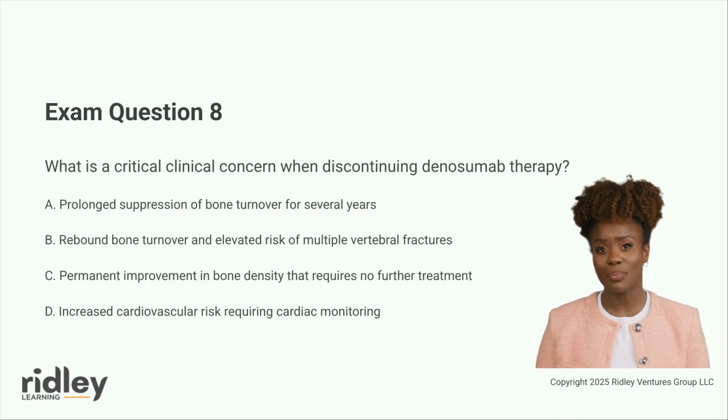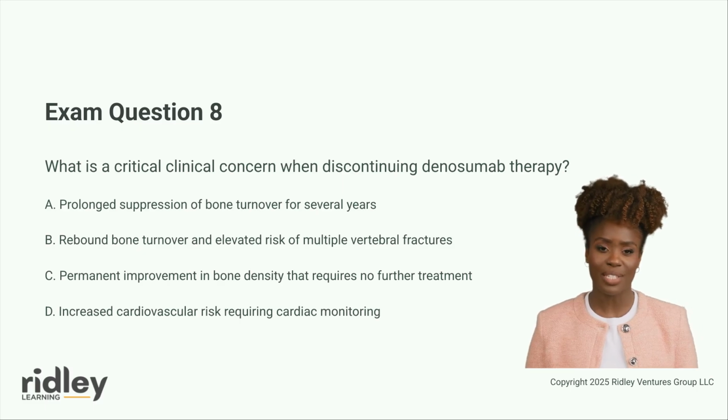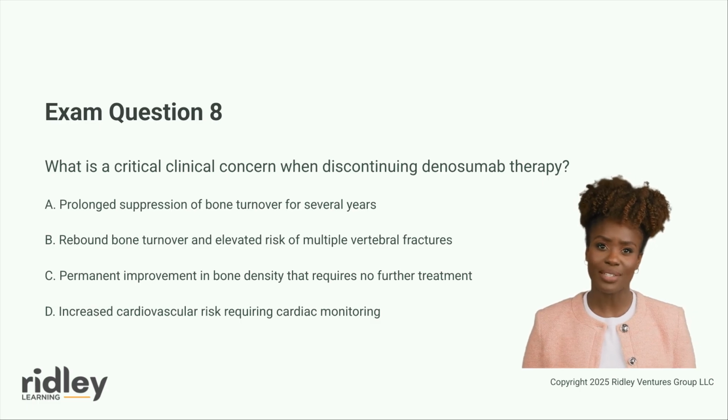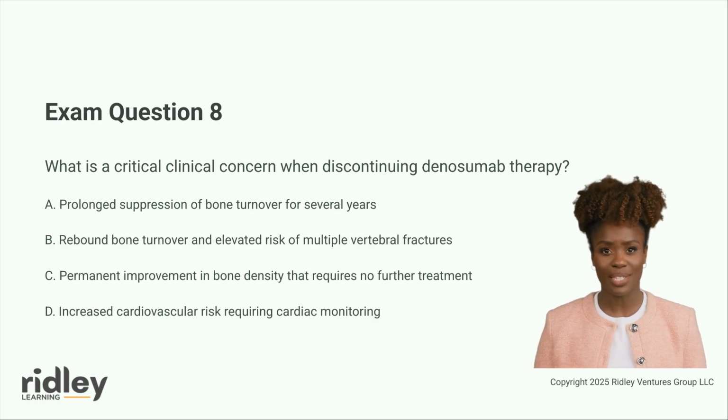When denosumab therapy is discontinued, bone turnover markers rapidly increase to levels above pre-treatment baseline, a phenomenon known as rebound. This accelerated bone resorption leads to rapid bone loss, and most concerning, a markedly elevated risk of multiple vertebral fractures, even in patients who had not previously experienced vertebral fractures. Some patients have sustained 4 or more vertebral fractures within 1 to 2 years of stopping denosumab.